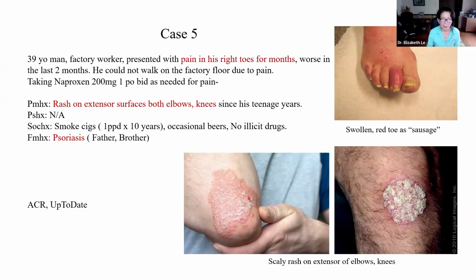He said he's had a rash on the external surface of both elbows and knees since his teenage years, like these. It's a red rash, kind of scaly and white on top. Social history: he smoked cigarettes, 1 pack a day for about 10 years, occasional beers, no illicit drugs. He also mentioned that his father and brother both have psoriasis. Next slide.